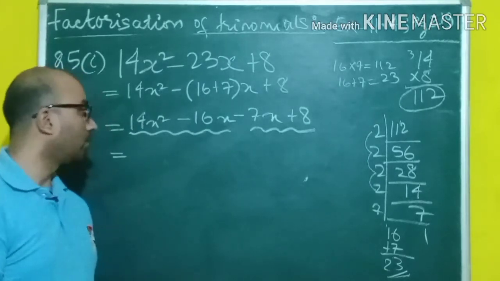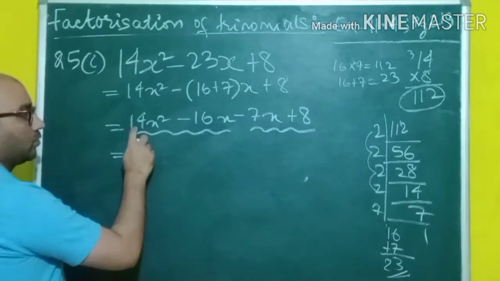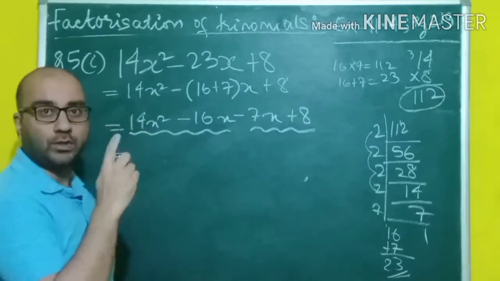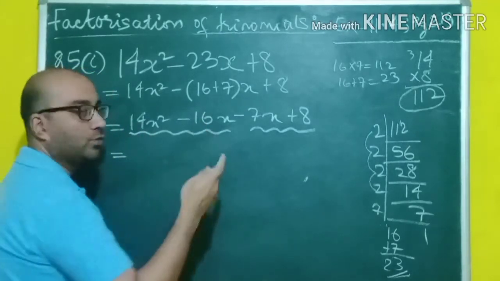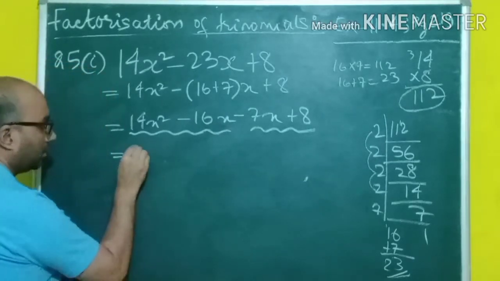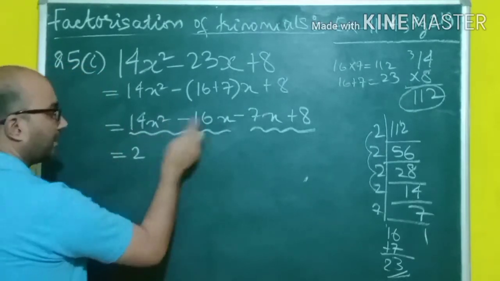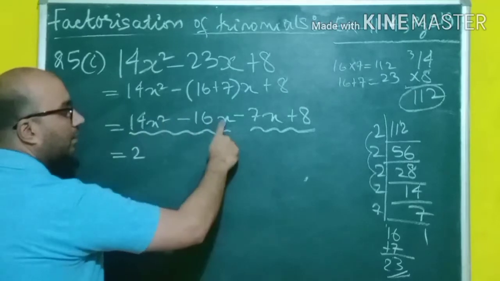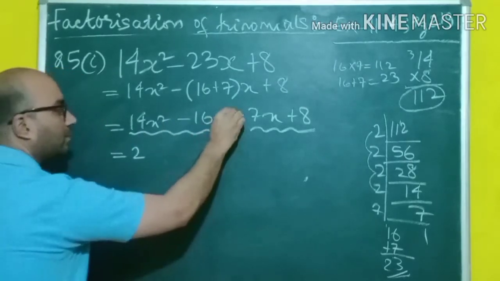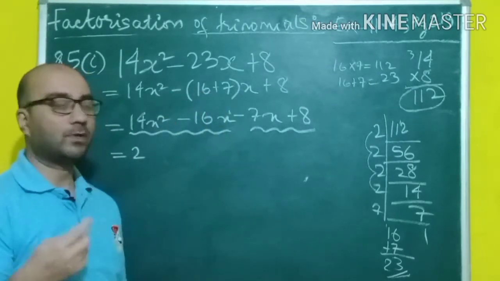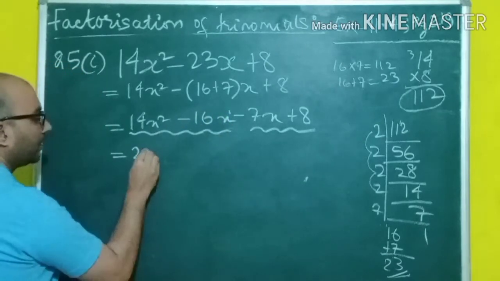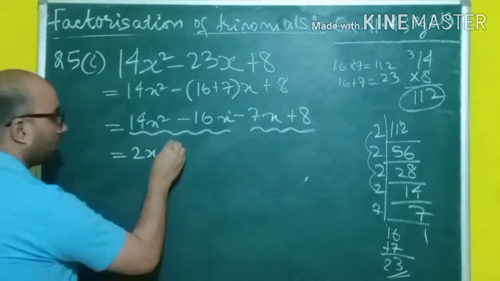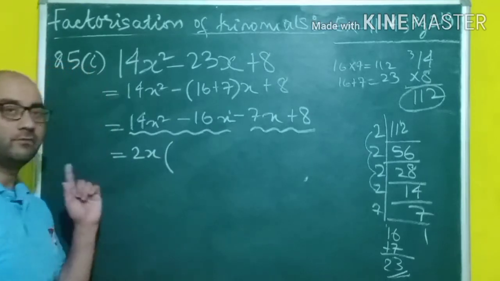Okay, so what is the common factor between 14 and 16? 14 is 2 into 7 and 16 is 2 into 8, so I think 2 is the common factor between 14 and 16. We have x square here and we have x here. x means x to the power of 1, so we take the least power as common. What is the least power? x to the power of 1, or x. So 2x is the common factor in the first group.